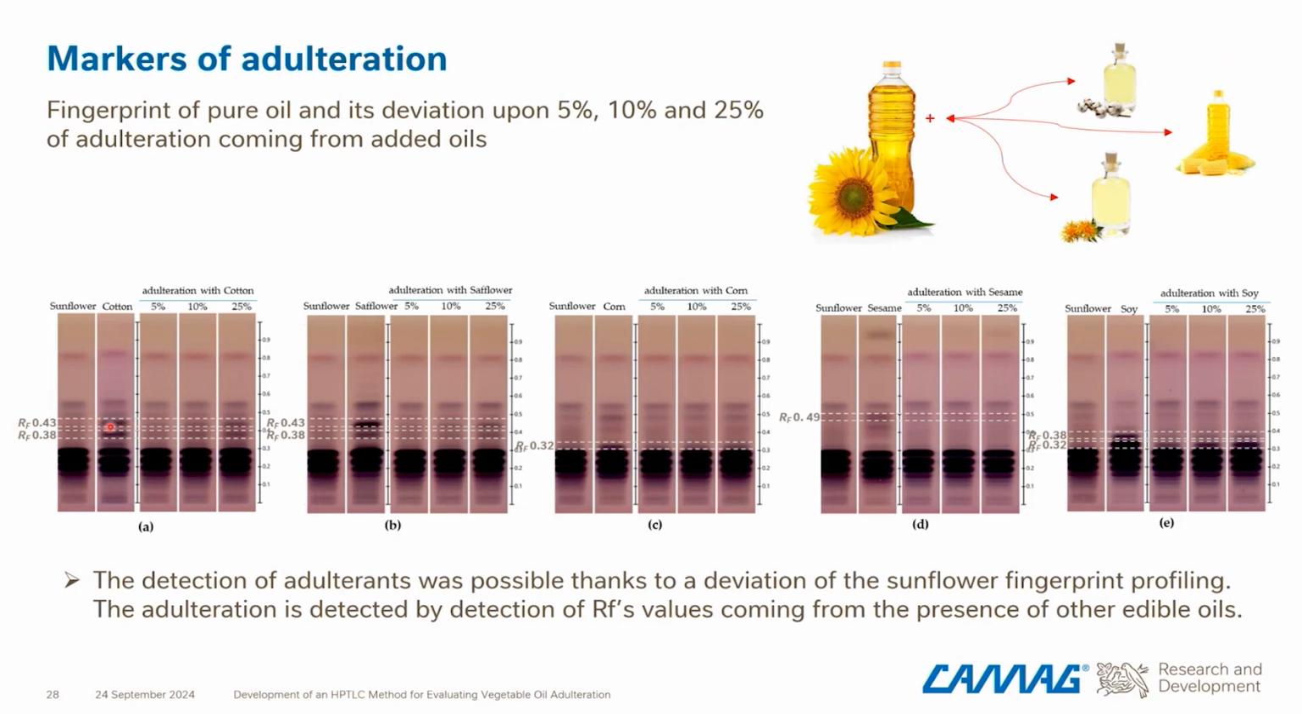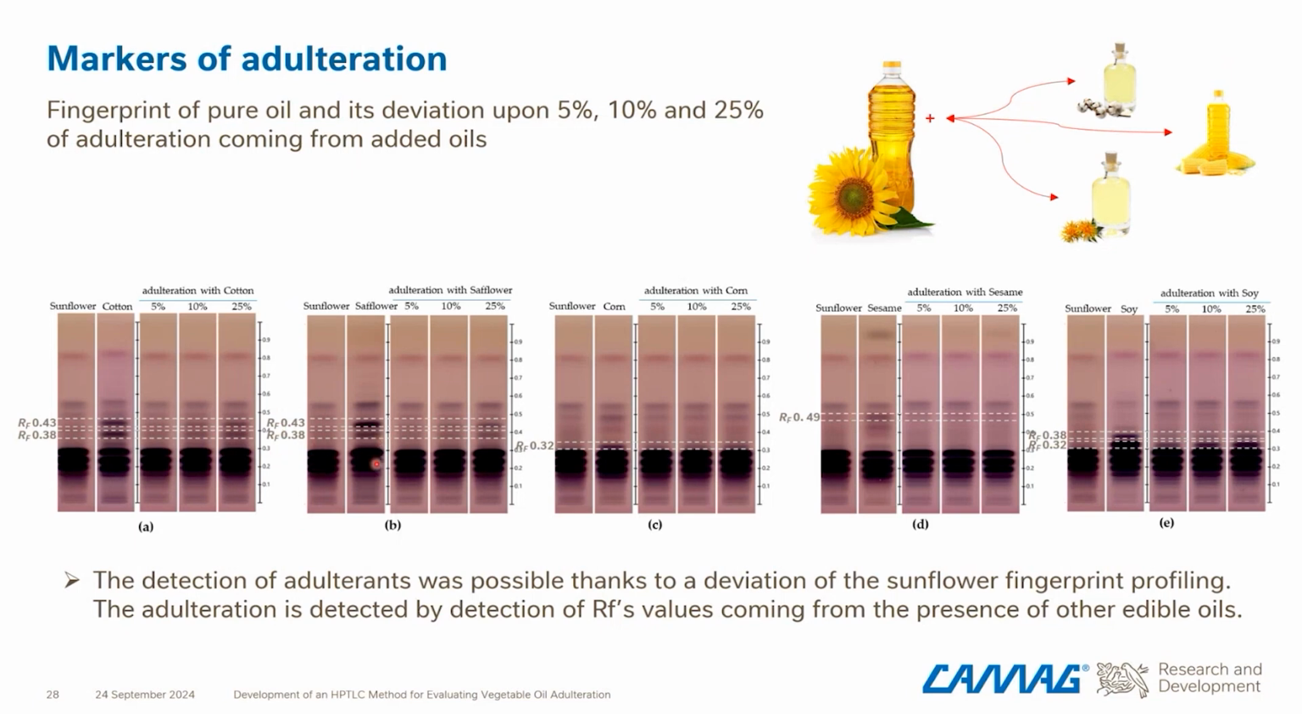So we have two, one at 0.43 and one at 0.38. Then we can see the increase of the peak in the fingerprints in the sunflower adulterated with cotton. We did the same exercise with all the different adulterants.